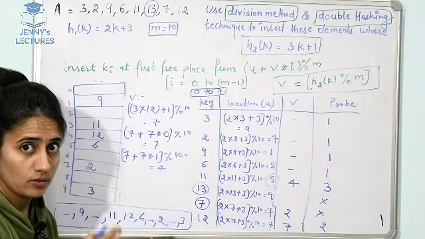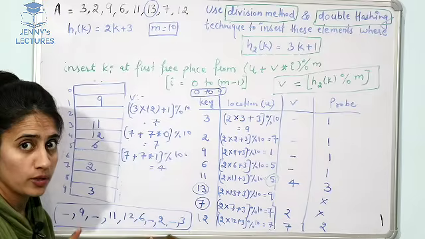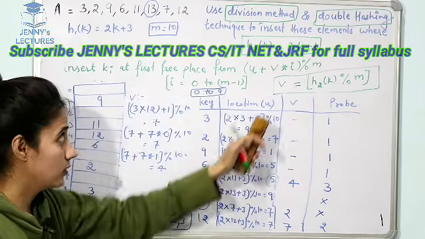So this is all about the double hashing technique. Okay, two hash functions would be there. One is this one, you will simply apply this hash function. In case collision comes, then you will use the double hashing method.